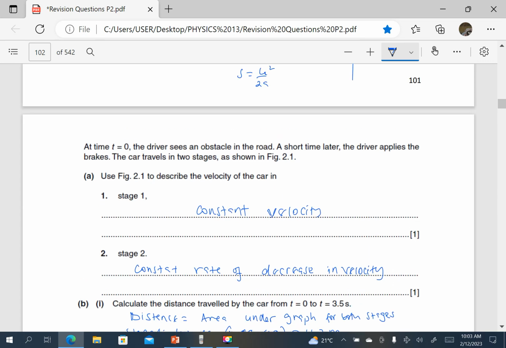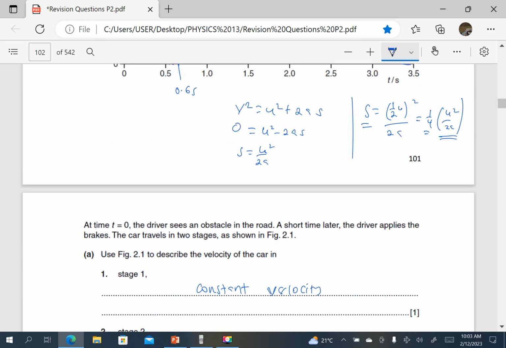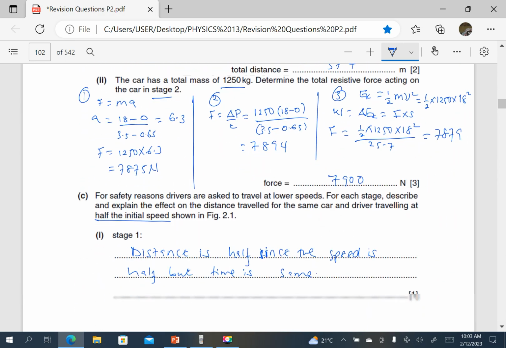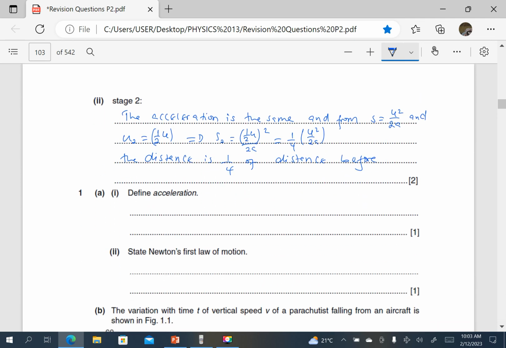That is, if the velocity is halved, because they wanted us to describe and explain the effect on the distance traveled for the same car, the driver traveling at half the initial speed. So it means the deceleration to 0 is going to remain the same when you travel at half the initial speed. So the acceleration is the same. That's why I maintained a. But the initial speed is not going to be the same. Therefore, if the initial speed is halved, it means the distance covered is going to be a quarter of the distance before.